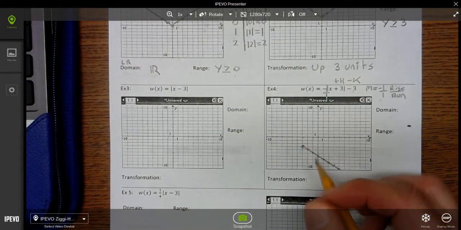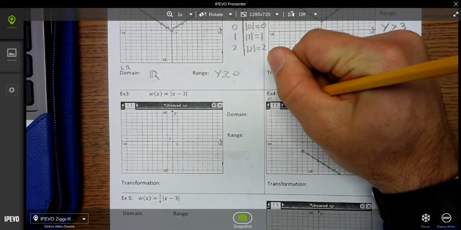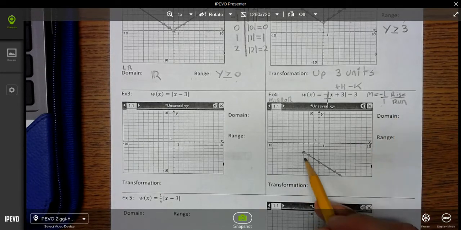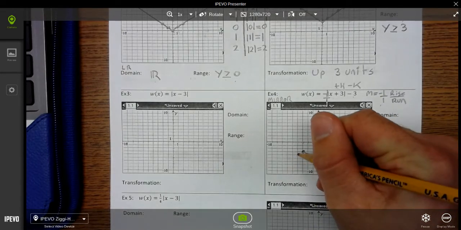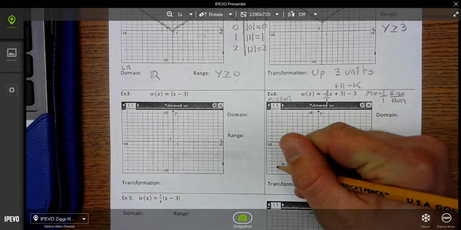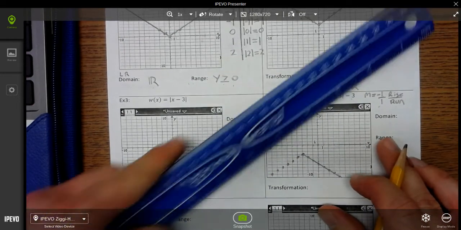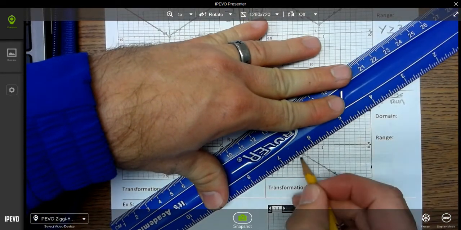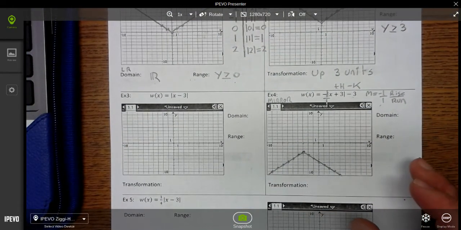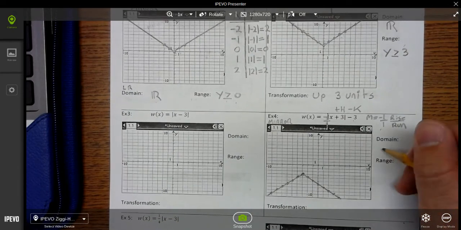So now we know that this is the mirror image on the other side. And so to do that, we did go down 1 to the right 1. So the mirror of that would be down 1 to the left 1. So down 1 to the left 1, down 1 to the left 1, and continue that pattern. And so then here is your transformed absolute value. Okay, so we know from all examples, we know the domain is all real numbers.